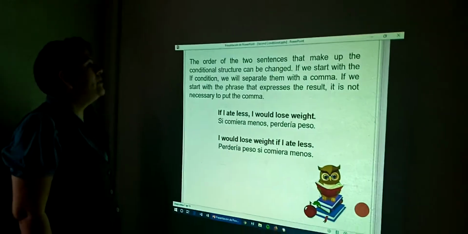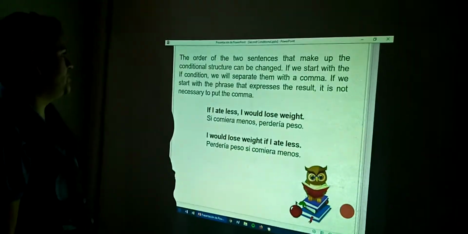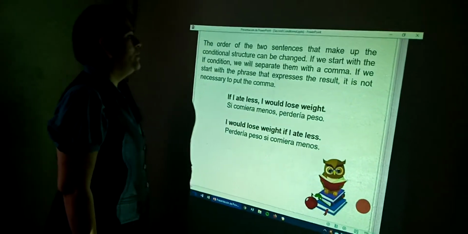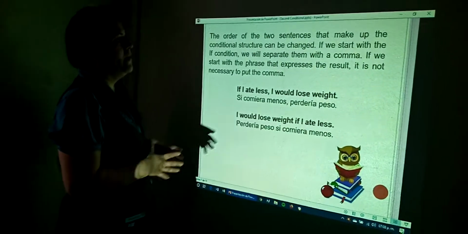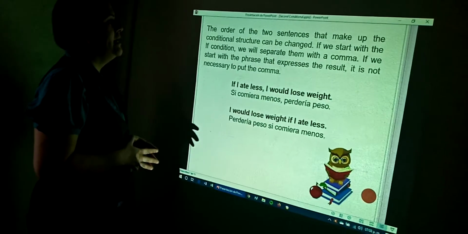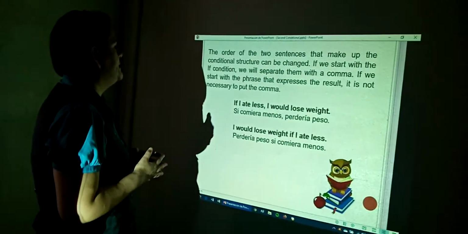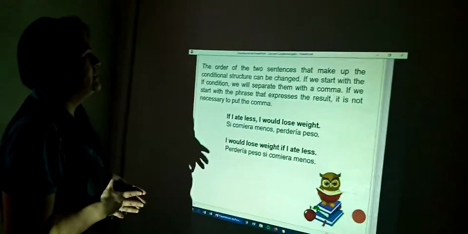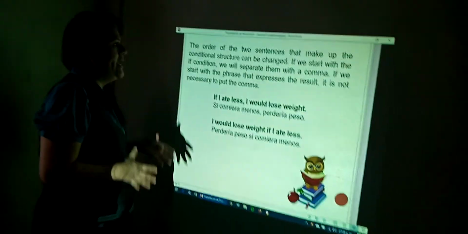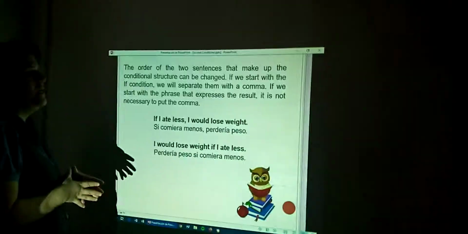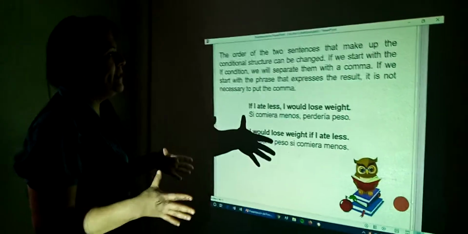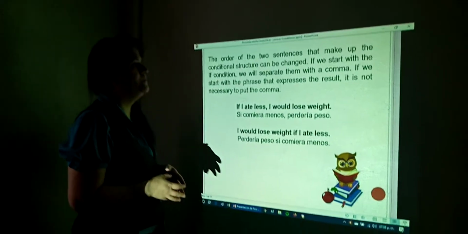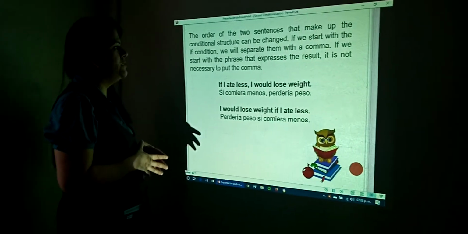Okay. The order of the two sentences that make up the conditional structure can be changed. If we start with the if clause, we will separate them with a comma. If we start with the phrase that expresses the result, it is not necessary to put the comma. Repeat. The order of the two sentences can be changed. If we start with the if clause, we separate them with a comma. If we start with the phrase that expresses the result, it is not necessary to put the comma.